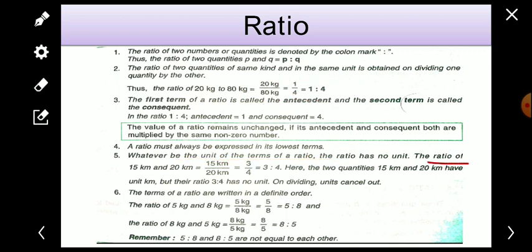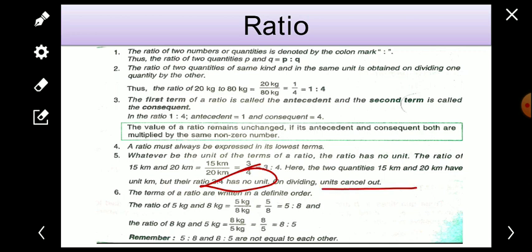Now the ratio of 15 kilometer and 20 kilometer is 3:4. So 3:4 is unitless, it has no unit. Here the two quantities, 15 kilometer and 20 kilometer, have the unit kilometer, but their ratio is 3:4, which has no unit.